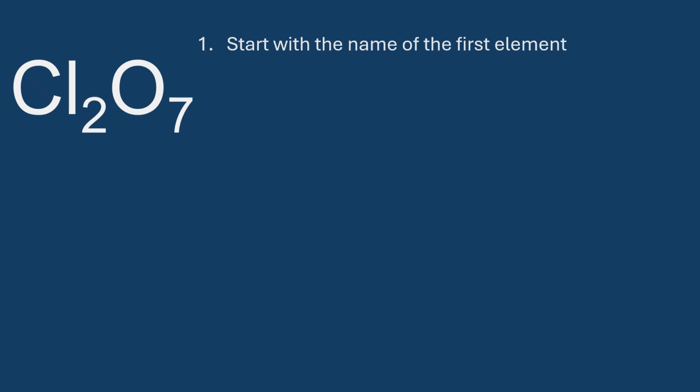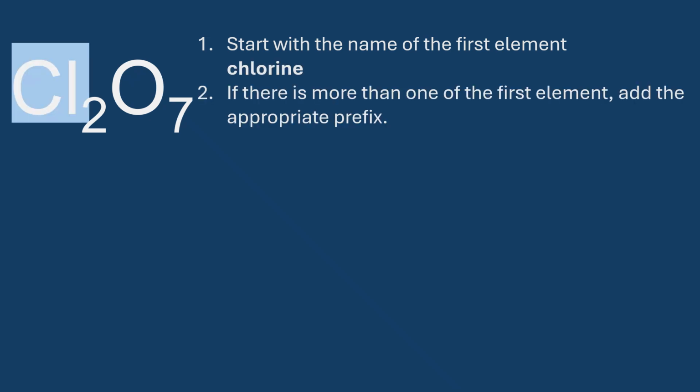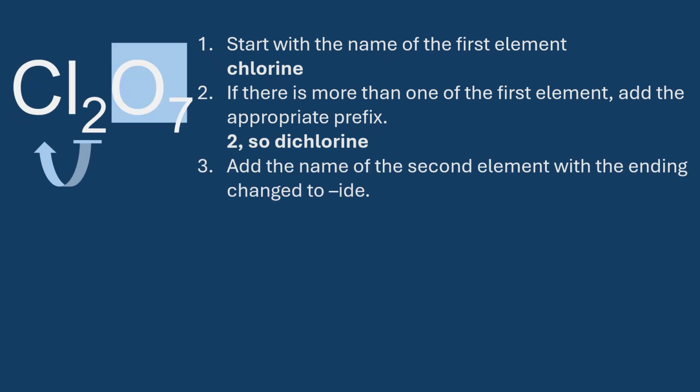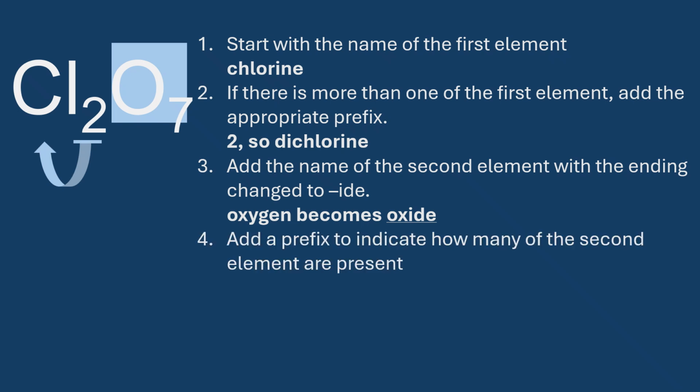First, we'll start with the name of the first element in the formula, which is chlorine. Next, we need to determine the number of atoms of chlorine present. This is 2, and so this gives us dichlorine. Next, the name of the second element, and you have to change its ending to IDE, so oxygen will become oxide, just like the last problem. Now indicate how many oxygen atoms are present in your formula. In this case, that's 7 atoms.